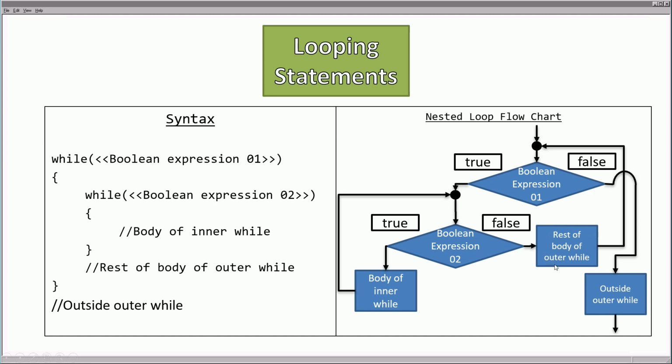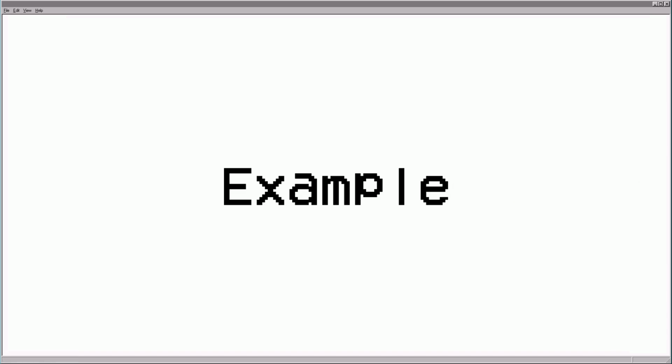Once we've run the body of this outer while loop, it loops back up to here and then checks this Boolean expression again. Assuming this is true, we then check this Boolean expression and keep looping this until it's false, then we loop back up. Now, once Boolean expression 1 evaluates to false, then we jump out to the outside of this outer while loop and continue on. Now, let's see an example of this.